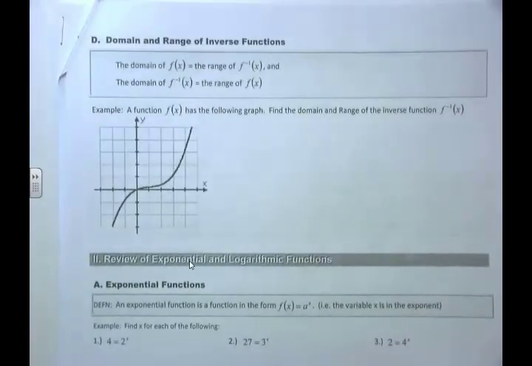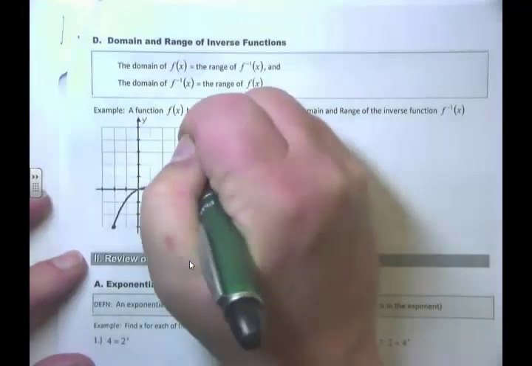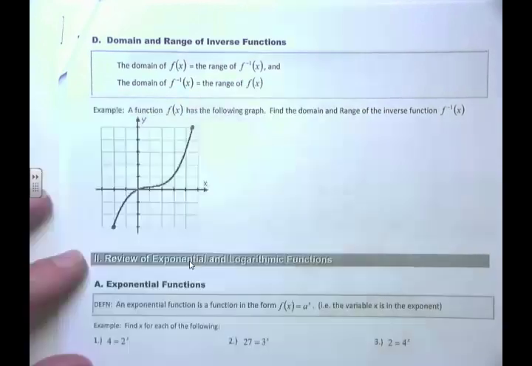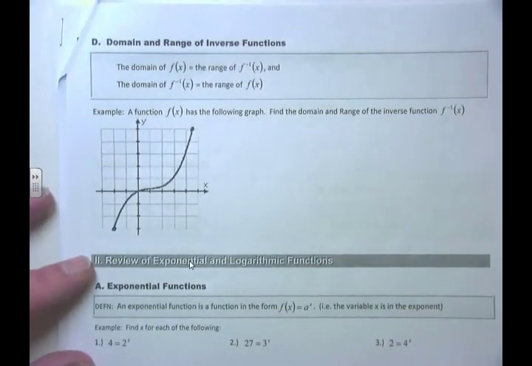And again, reminding you of the ideas. The domain of f of x ends up becoming the range of f inverse of x, and the domain of f inverse of x is the range of f of x. A function f of x has the following graph. Find the domain and range of f inverse of x. Okay? And so what I'm going to do is put little dots at these points right here. Filled in dots. Doesn't really show up when I print these things out.